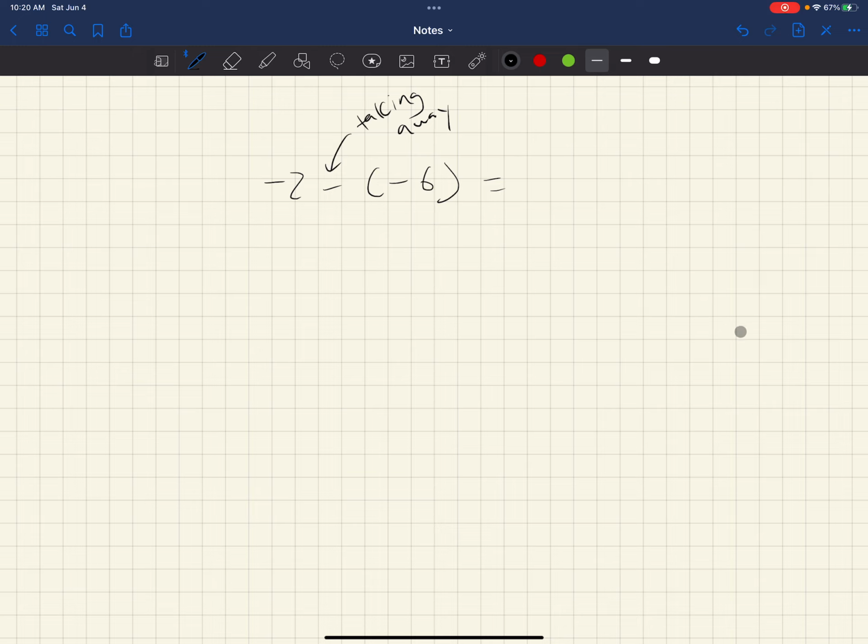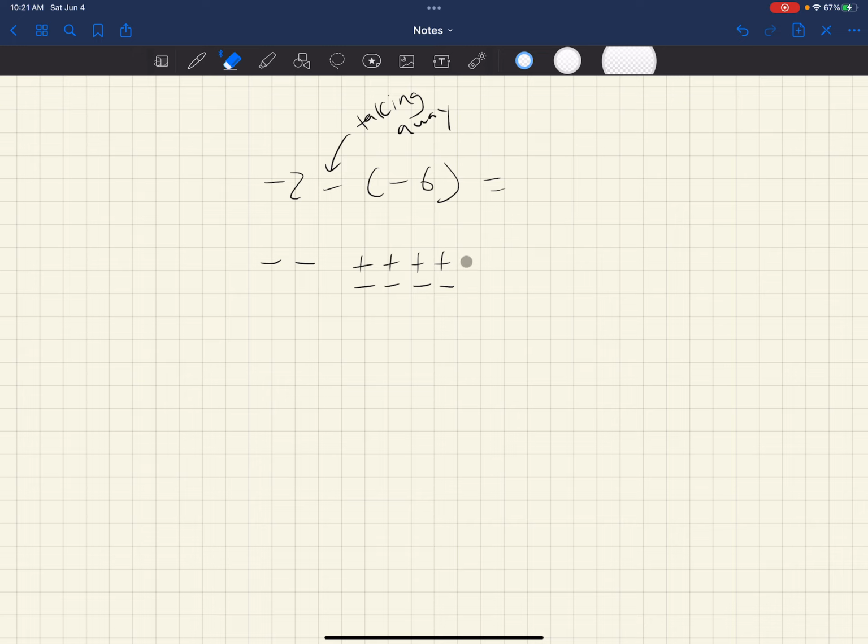So what we're gonna do is we're gonna use some counters. So we're gonna start with negative 2 counters, negative 2. And I want to be able to take away 6 negative counters. Well, how do I do that? Well, what I'm gonna do is I'm gonna add some 0 pairs. So this right now is all equal to negative 2. Why? Because negative 2 plus 0 is just negative 2. So this entire thing right now is worth negative 2.